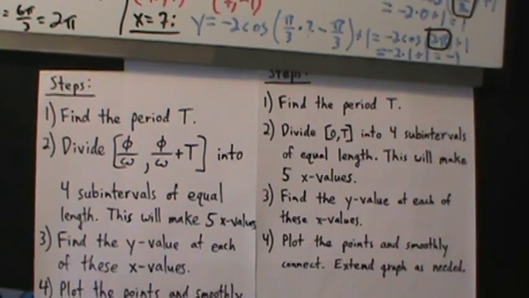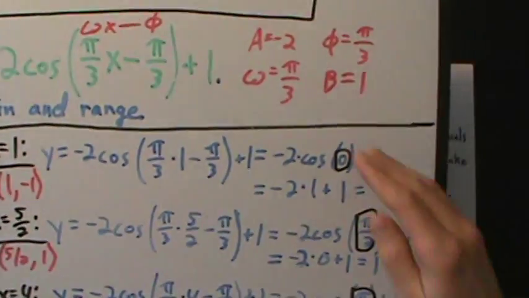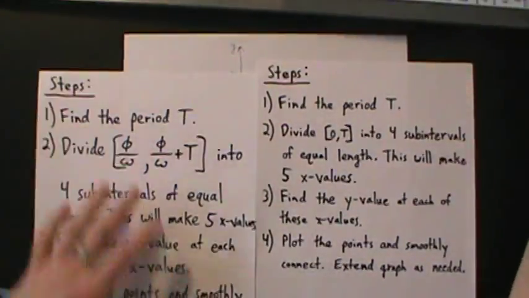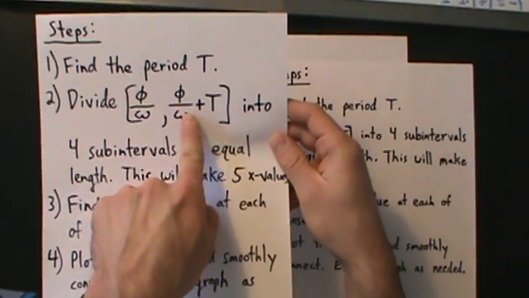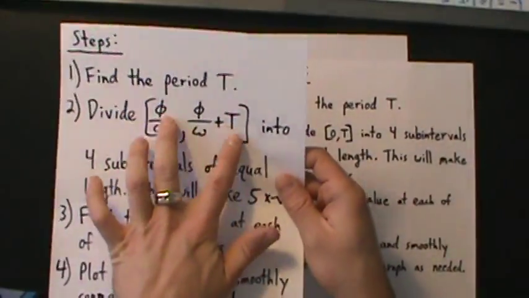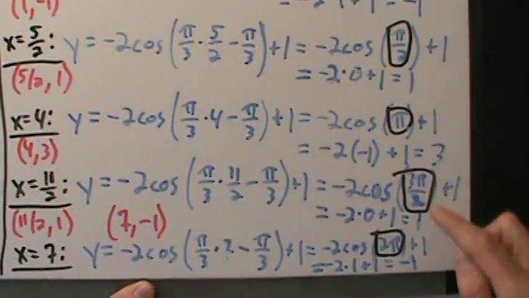In theory, you can start wherever you want, but if you don't pick a good starting point, then you might be stuck when you have to evaluate the trig functions here, okay? But what's nice is, as long as you stick to this interval here, phi over omega to phi over omega plus t, which reduces to this with no phase shift, as long as you stick to this interval, then you'll always have this pattern show up, 0, pi over 2, pi, 3 pi over 2, and 2 pi.